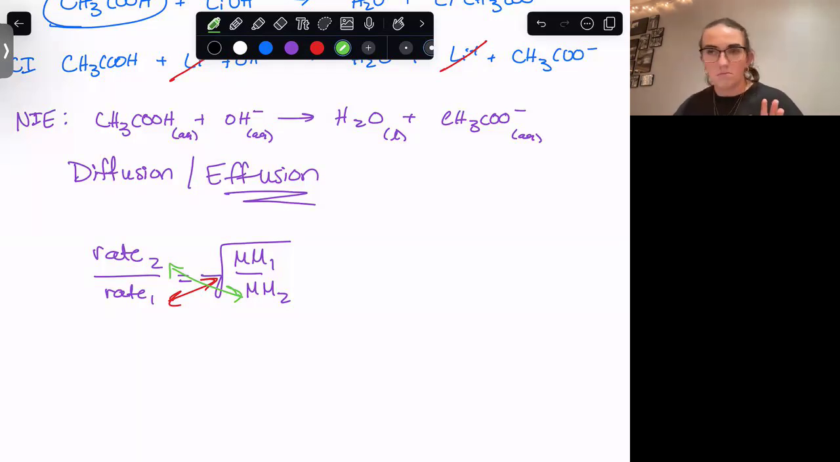So just double check your reference sheet if you get confused. He personally did not tell me if diffusion or effusion will be on the test, but it is on the mock exam and it is a part of chapter 5. So I would assume that it is fair game to be asked about on your exam.